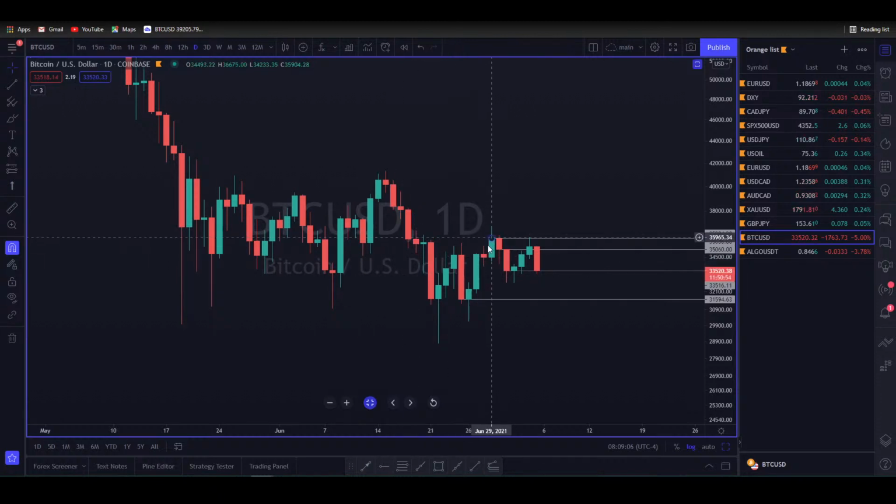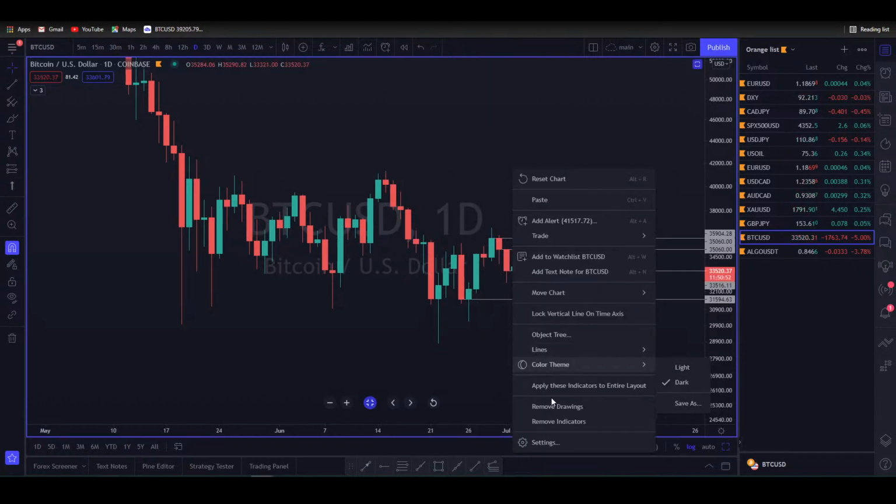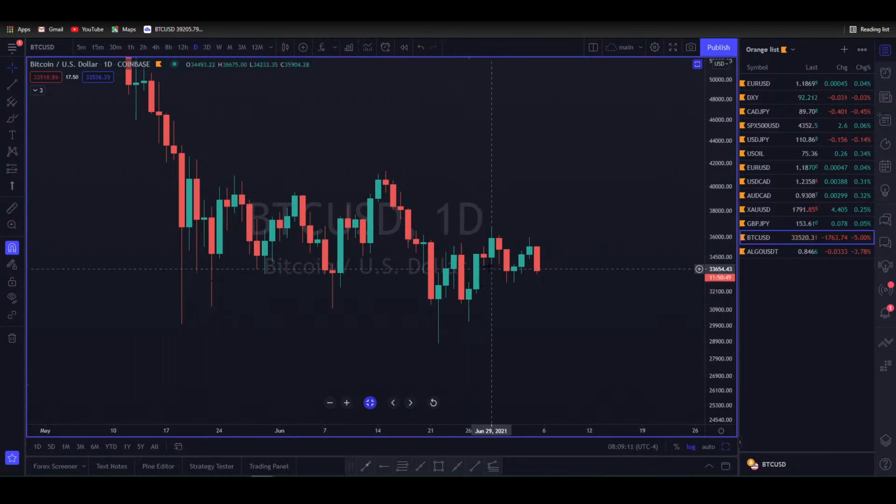This was a break of resistance right here. Let's get rid of all the lines so we can just explain this out. Break of resistance. This was resistance right there. Oh, got to get that line. Right there was resistance. Daily close above it. That's a break of it.